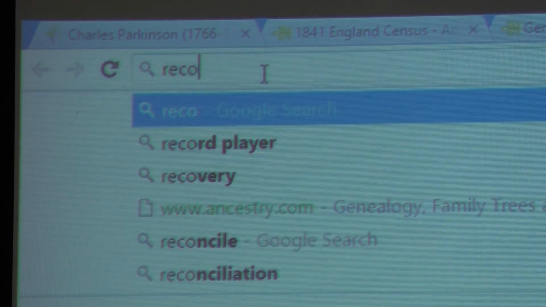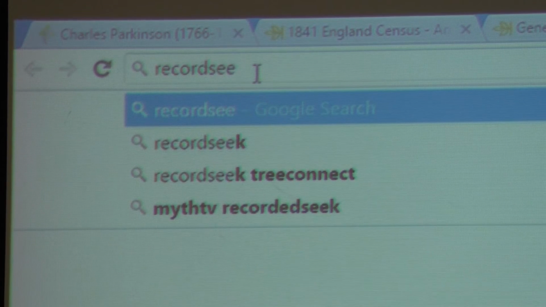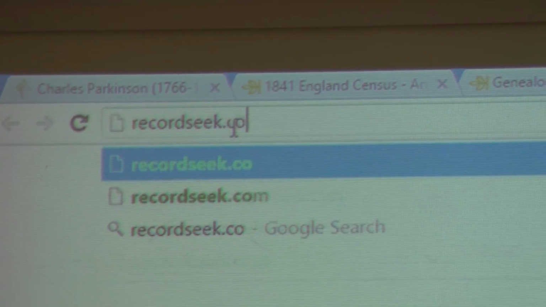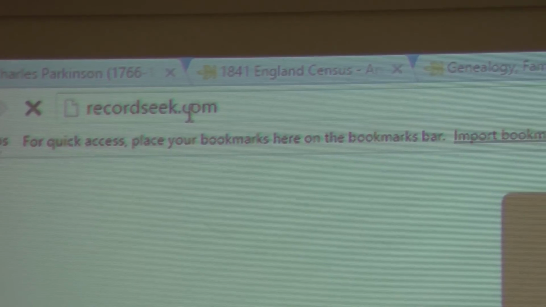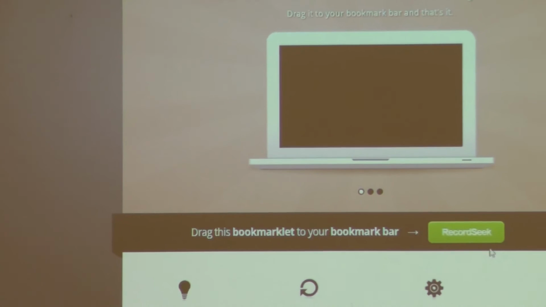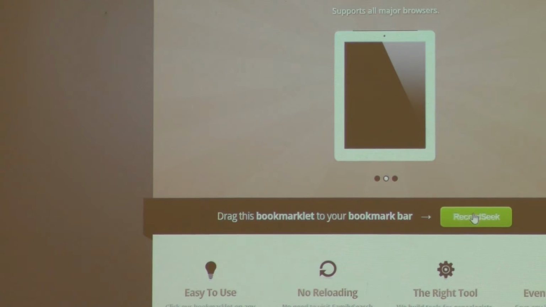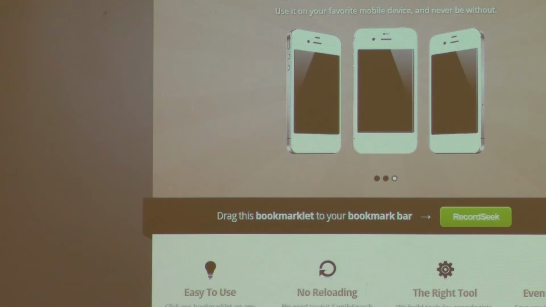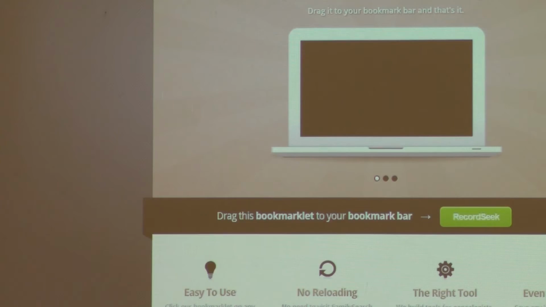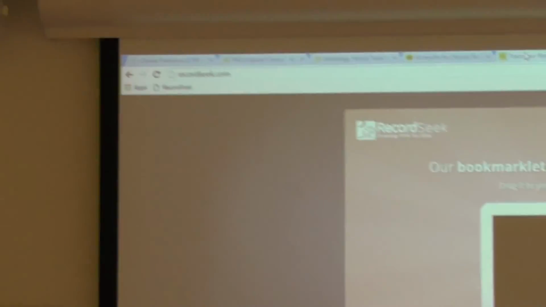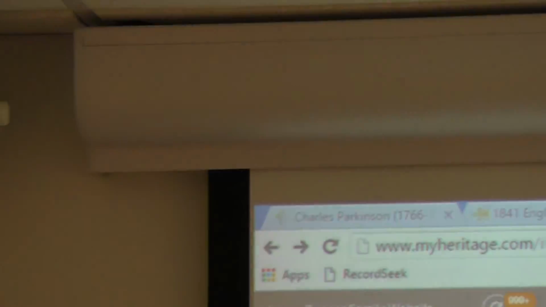So, first of all, we need to find a program, and the program is called RecordSeek, RecordSeek.com. And what it does is it gives you what's called an applet, a little program that is contained in this icon that you just click on and drag up to your browser bar. And then it puts it right here as a link.